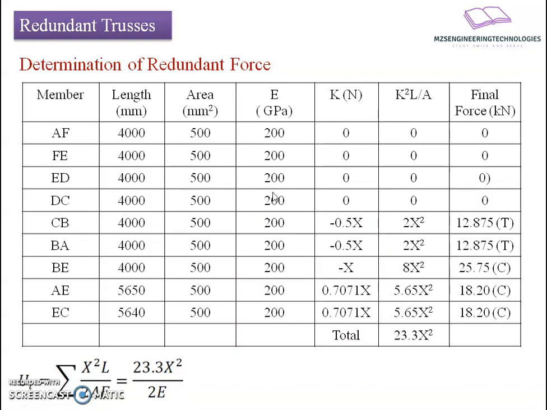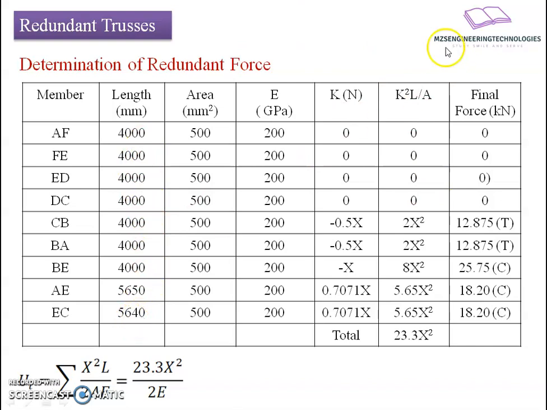For that we will have tabular formatting of the results which we have. The very first column will have members. Members will be written in a sequence, like I have taken first the periphery members AF, FE, ED, DC, CB. Then I have taken vertical members BA, BE, and then the bracing members AE and EC. Their respective lengths have been mentioned with reference to the geometry which has been given to us.